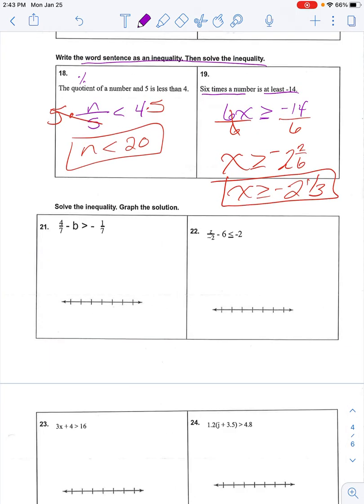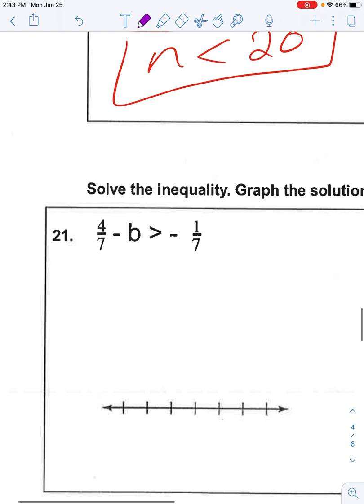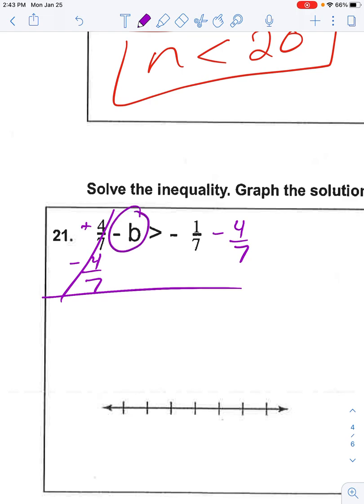Solve the inequality, graph the solution. Obviously, I always want the variable by itself. This is a positive 4/7, so to get rid of it, we're going to subtract 4/7 from both sides. This is leaving me with a negative b, which we do not want. -1/7 minus 4/7, same sign, find the sum, lots of negatives. It already had a common denominator.